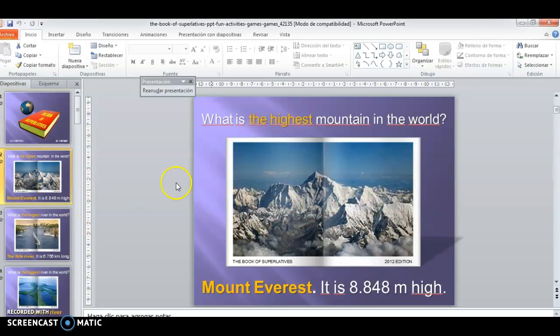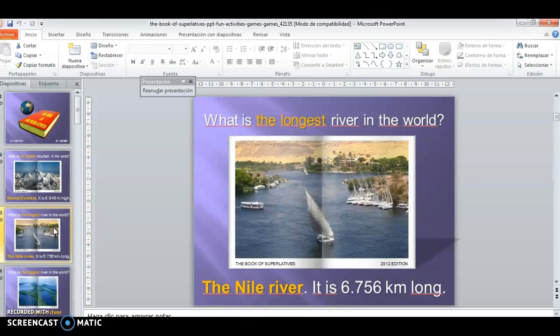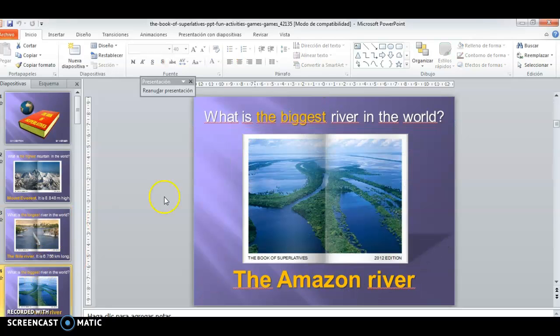So if I see, for example, something like, okay, what is the highest, la más alta, what is the highest mountain in the world? Okay, Mount Everest, it is the highest. What is the longest? If I know that long means largo, EST is telling me el más largo. If I say biggest, okay, word big, grande, EST is telling me el más grande.